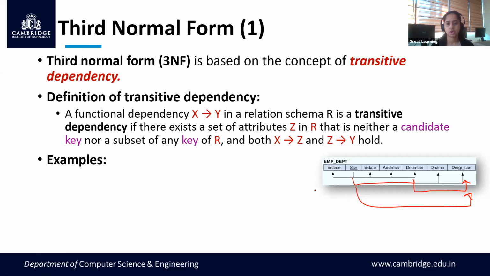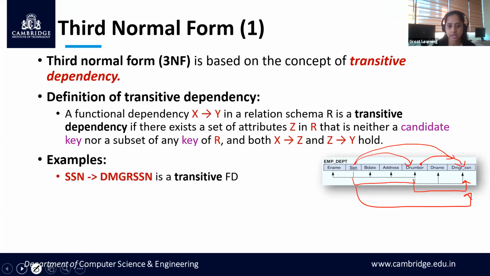Okay, yes or no? In a simple example, if SSN is a friend of D number and D number's friend is DMGR SSN, always there will be a chance that DMGR SSN will become a friend of SSN. It's like that, right? So it's like that.